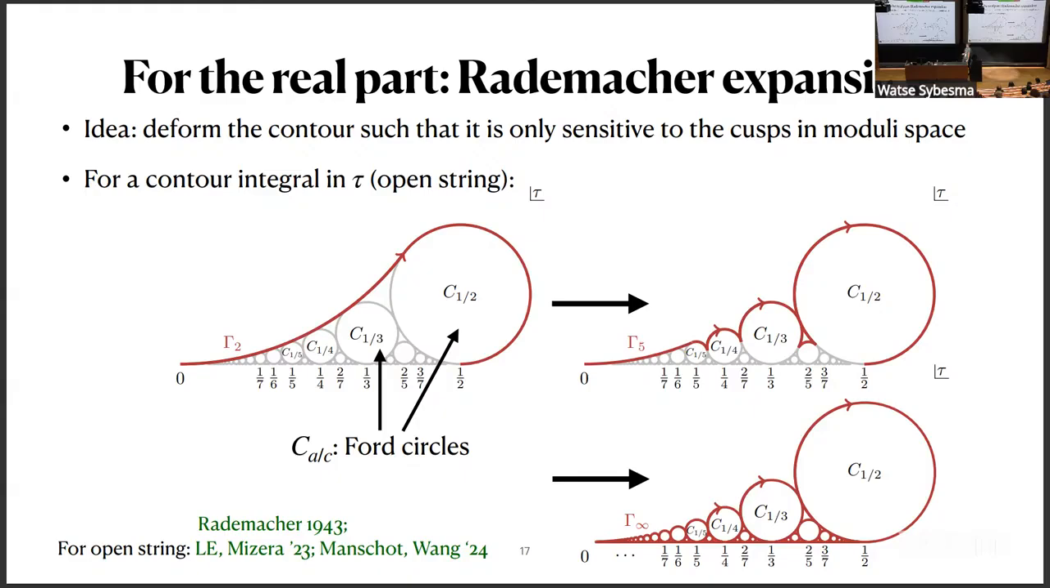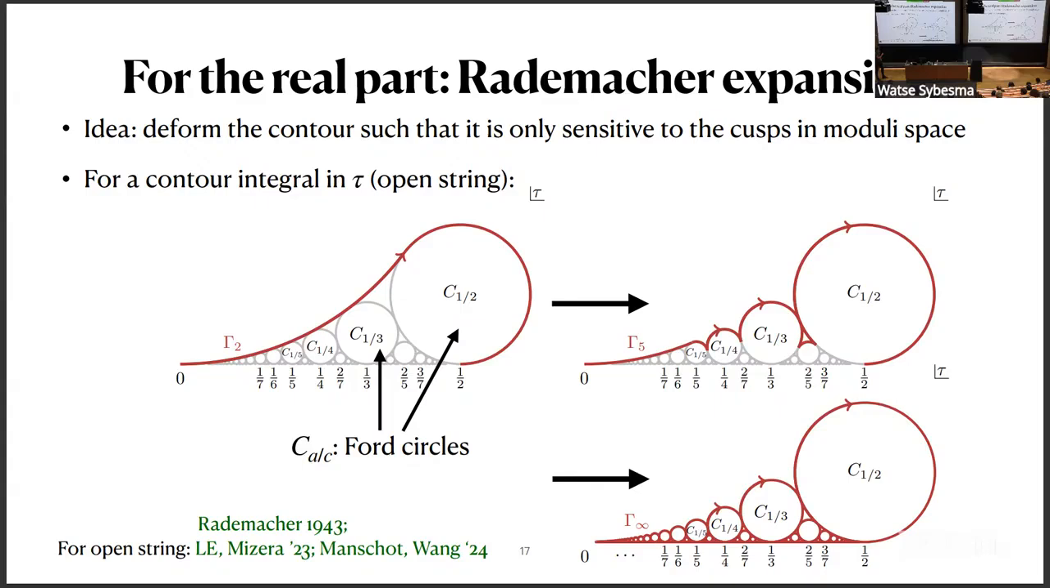And this was the sequence that was invented by Rademacher in the context of analytic number theory. So what you do is you draw all these funny circles. They're called Ford circles. Their radius is something like 1 over twice the denominator squared, and they touch the real axis at all these irreducible fractions. And they give this very nice pattern that they all touch, but never overlap. And the original contour is this one that goes from 0 to 1/2.